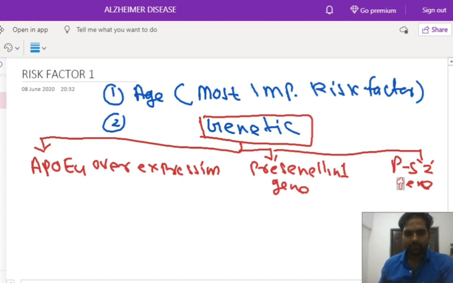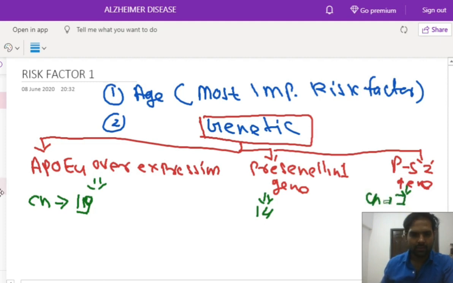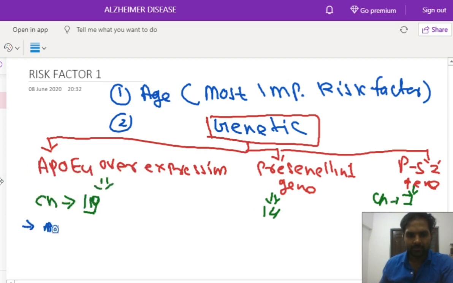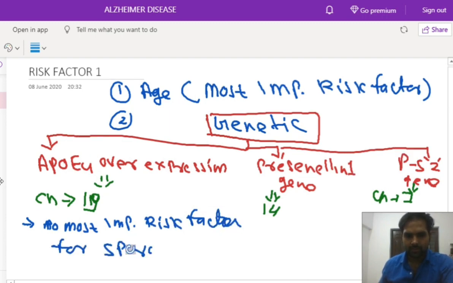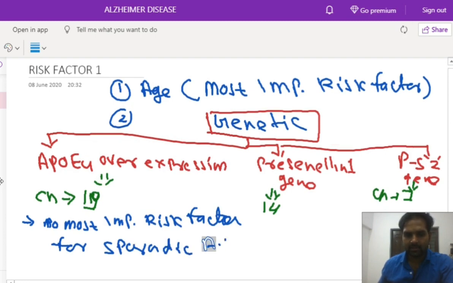About these, what we should remember: ApoE is located on chromosome number 19, the presenilin 1 gene is located on chromosome number 14, and presenilin 2 is located on chromosome number 1. About ApoE4 overexpression, there is one important point: it is the most important risk factor for sporadic Alzheimer disease.